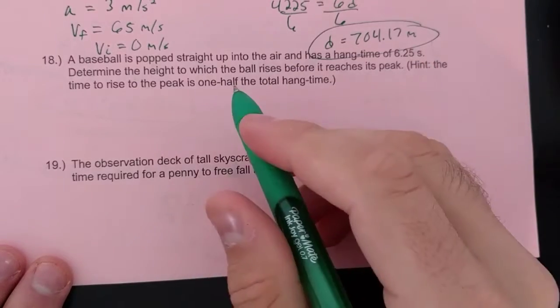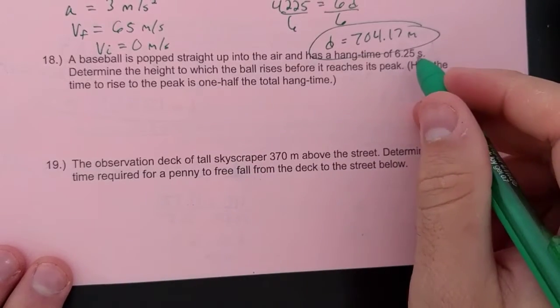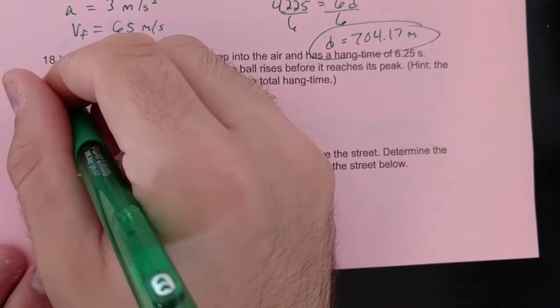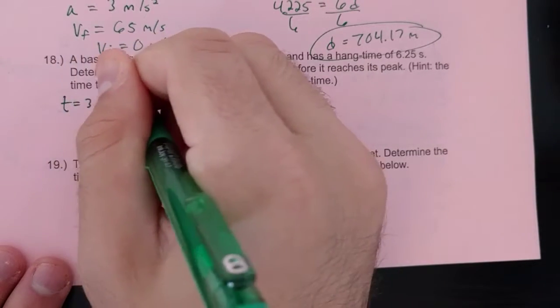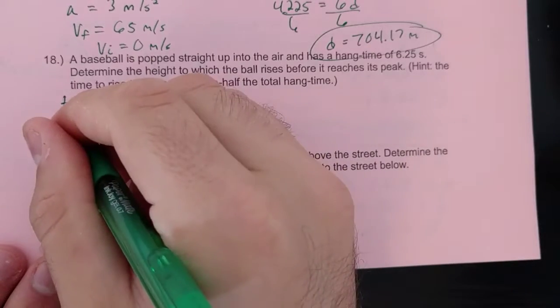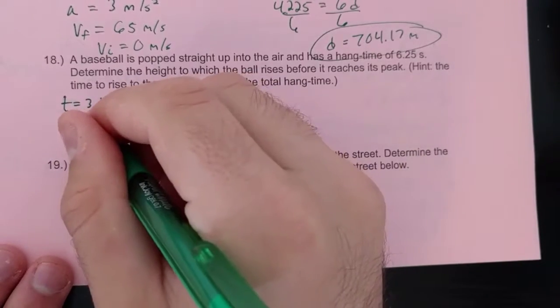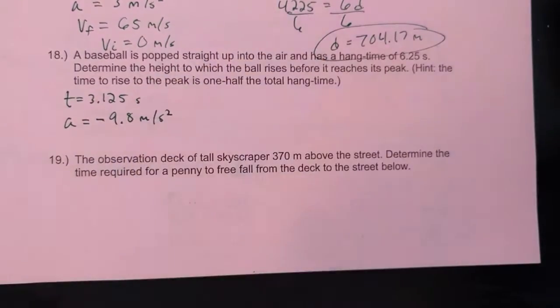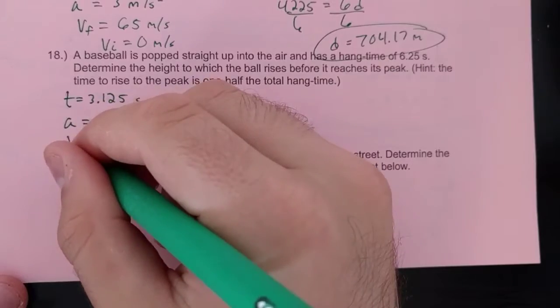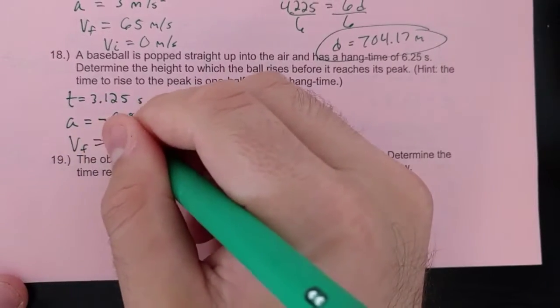That means time up and time down are the same. You're going to take that time and cut it in half. So your actual time will be 3.125 seconds. And since it's going up, your acceleration is negative 9.8 meters per second squared because the object is slowing down due to gravity. Velocity final at its peak, we know that's 0 meters per second.